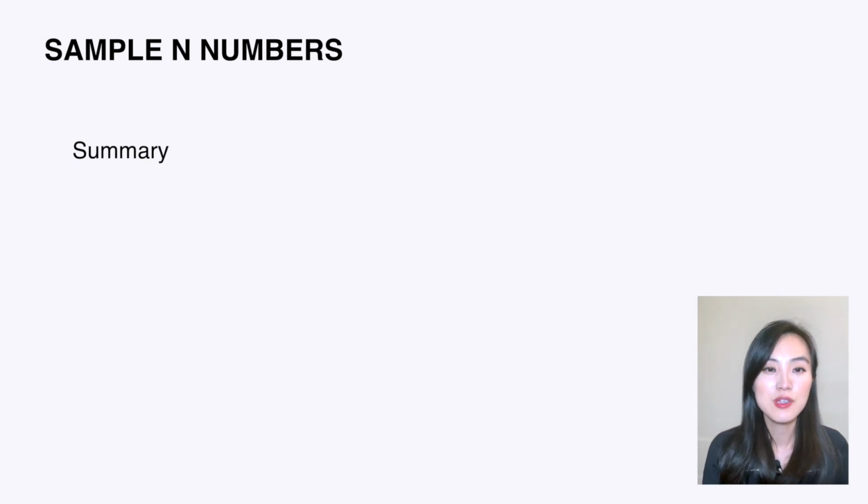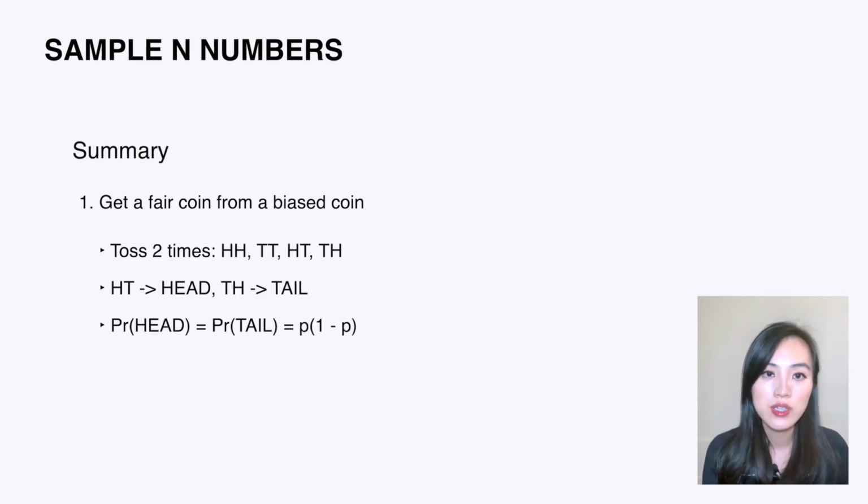Now let's put the solution together. First of all, we need to use the biased coin to simulate a fair coin. We toss 2 times in a row and we can get HH, HT, TT, and TH. Let's say we choose HT to be the head of the fair coin and TH to be the tail of that fair coin. And both cases have the same probability P multiplied by 1 minus P.